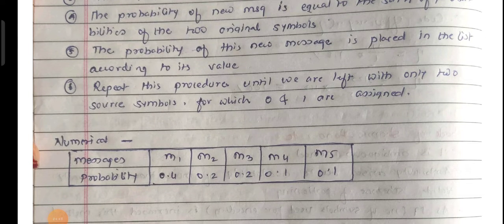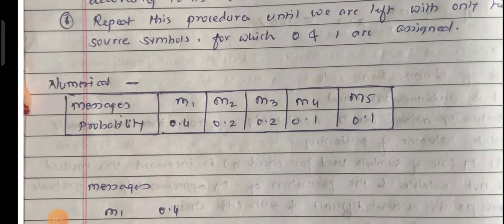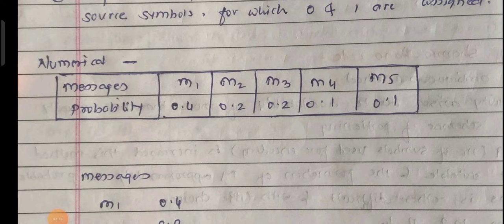Okay, so we will see a numerical on this. With the help of a numerical, this method can be easily explained. Suppose in the numerical we are given 5 messages m1, m2, m3, m4 and m5 with the probability values 0.4, 0.2, 0.2, 0.1, 0.1 respectively. So how can we generate a code word using the Huffman coding method for this problem?